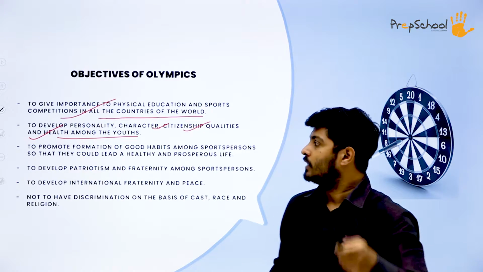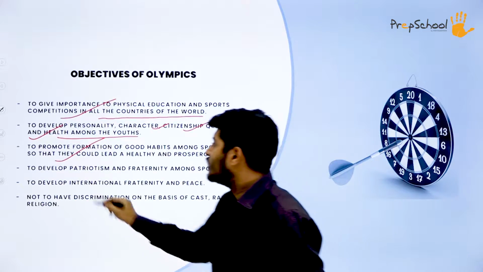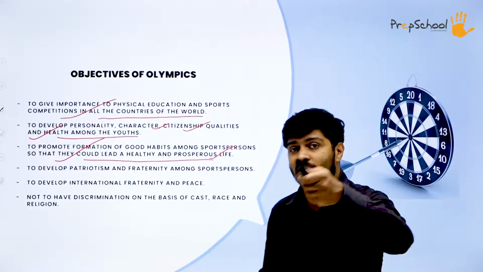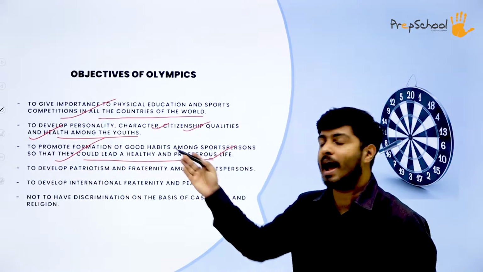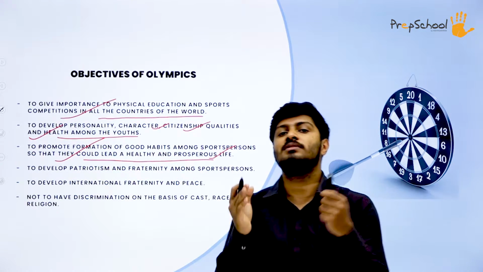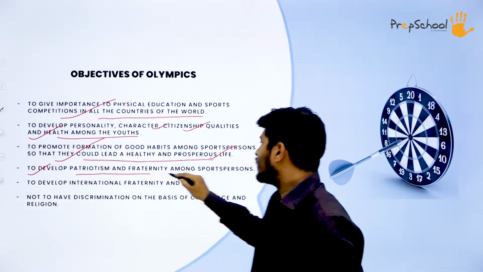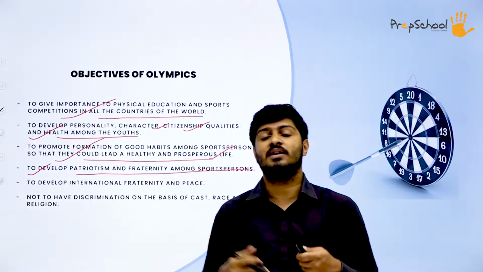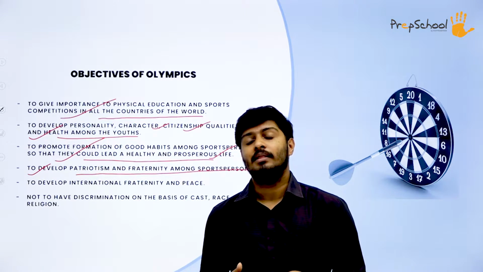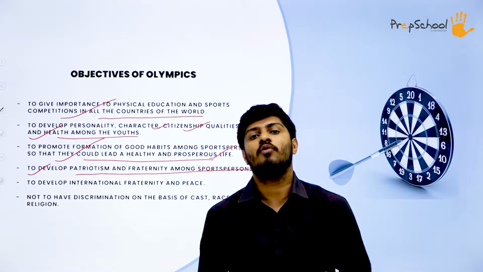What is the third objective? To promote formation of good habits among sportsmen so that they could live a healthy and prosperous life. What is the fourth objective? To develop patriotism and fraternity among sports persons. The love towards the country, the pride that you carry when you win a medal for your country, to develop that feeling of patriotism is again one of the objectives of the Olympics.